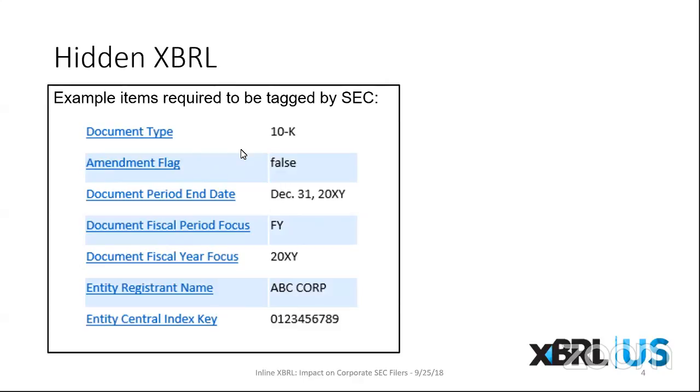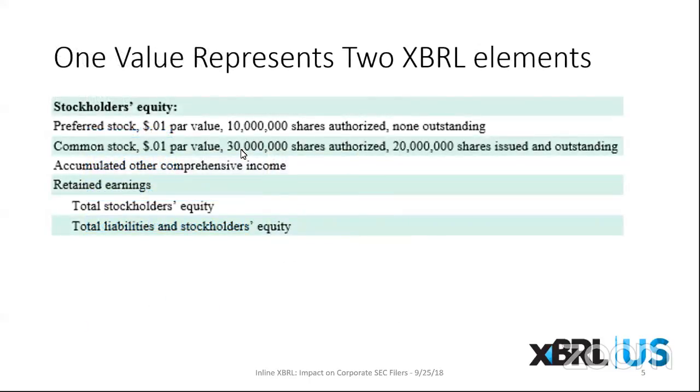Let's now talk more about those items that are displayed in the HTML and must be tagged, because so far I've been talking about things that aren't displayed in the HTML document. And Michelle, if you go to the next slide, it shows the stockholders' equity section where one value represents two XBRL elements. So this is an aspect of hidden XBRL that I want to cover.